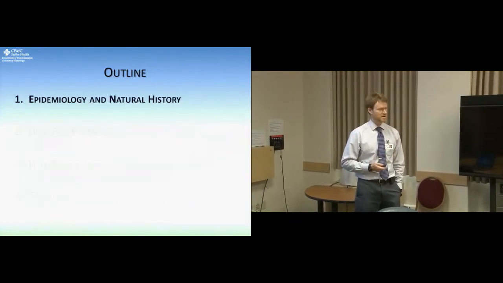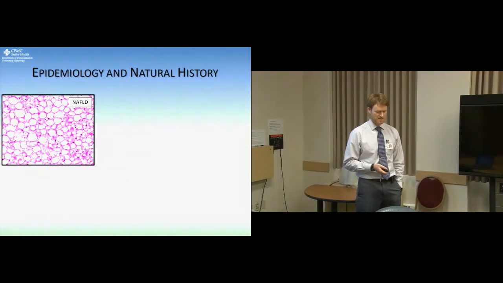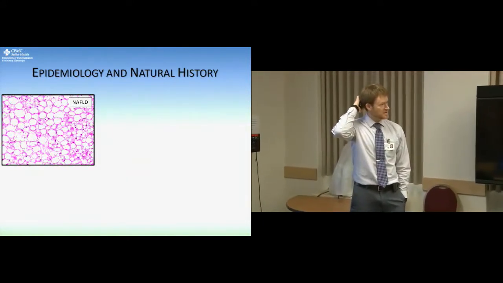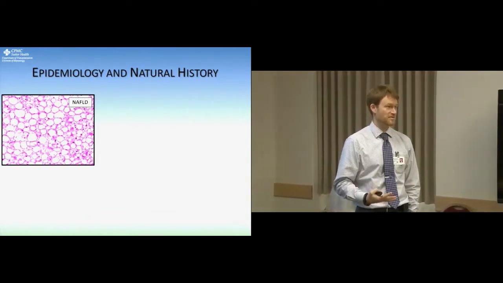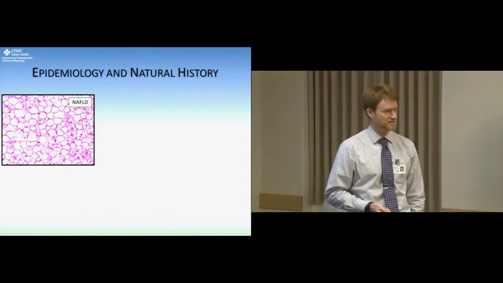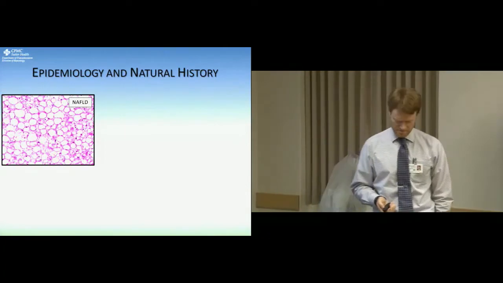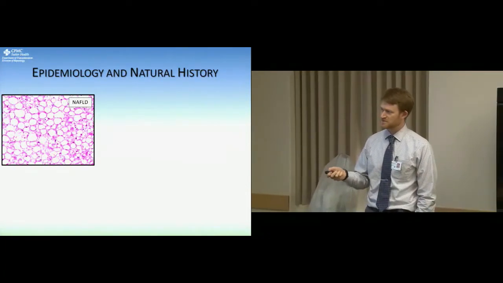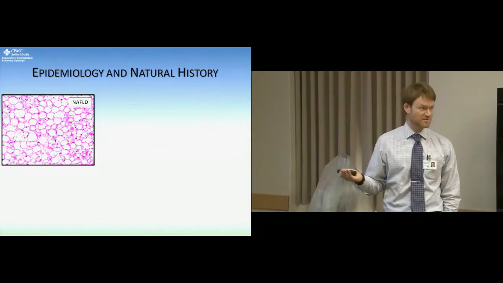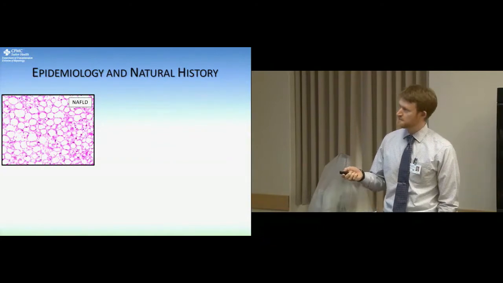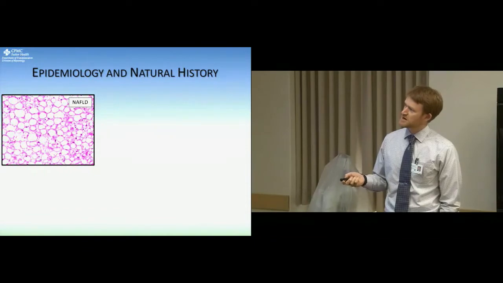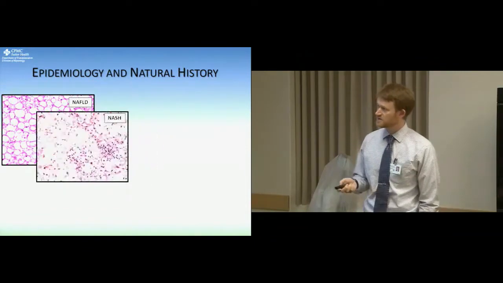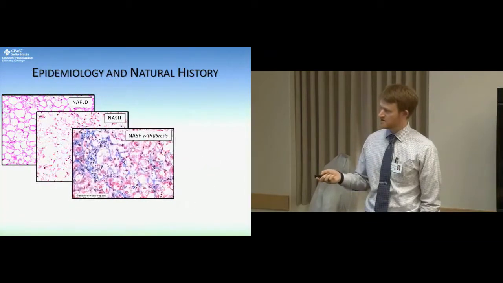So some epidemiology first. There's always a lot to say about the epidemiology of fatty liver disease because my main job right now is to show you how prevalent this is. It's shocking how prevalent this disease is. So this is what the slide of a fatty liver biopsy looks like. This is the H&E stain of steatosis. And this would be the broadest category of non-alcoholic fatty liver disease.